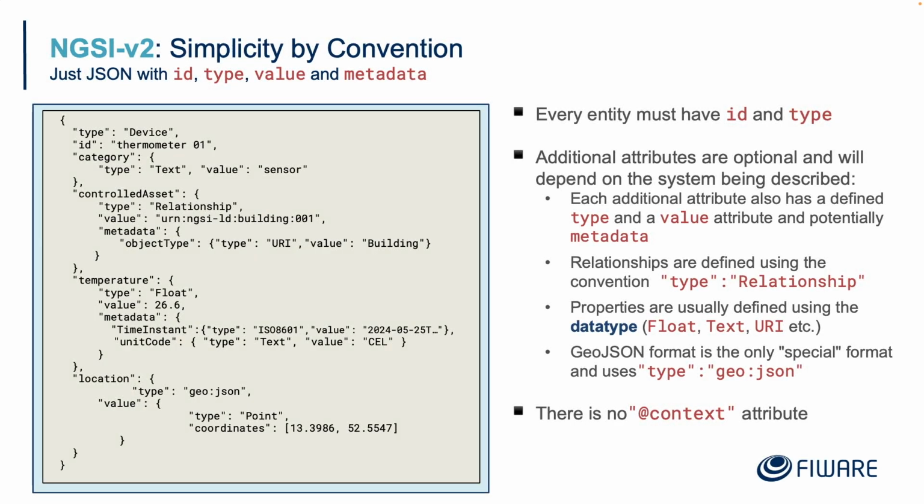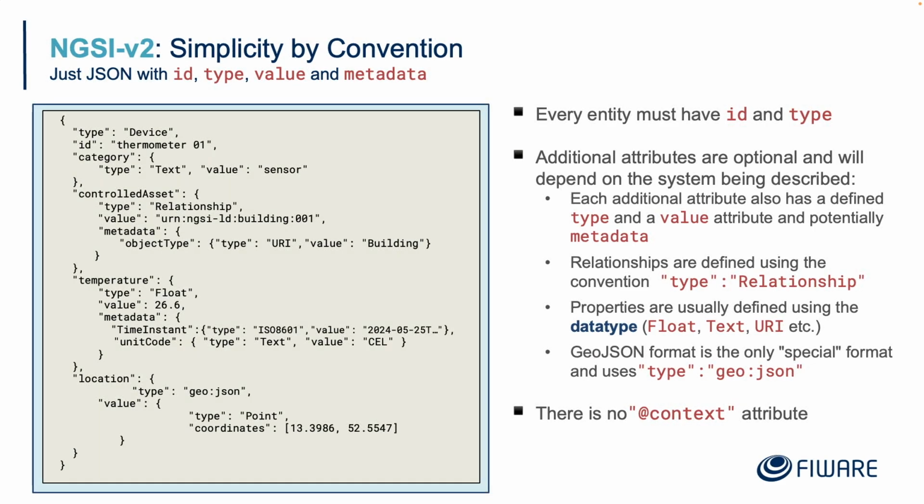There's nothing, and the value is always a value. And it's only through convention that we say, well, if it's got type relationship, what we mean is actually a link in the node graph to another entity. And you can see I've deliberately put in there some metadata saying, well, actually, this particular relationship is pointing towards another entity of type building. Well, that again is done by convention.